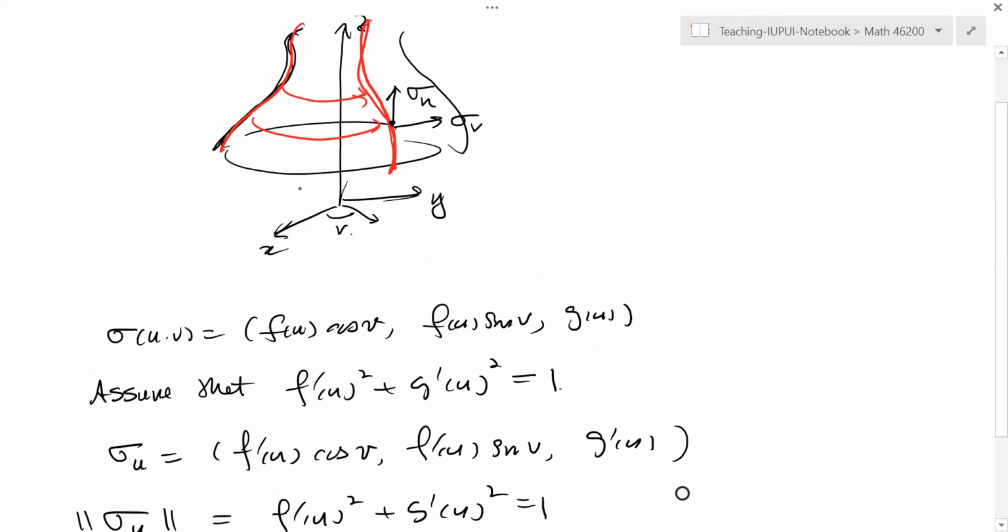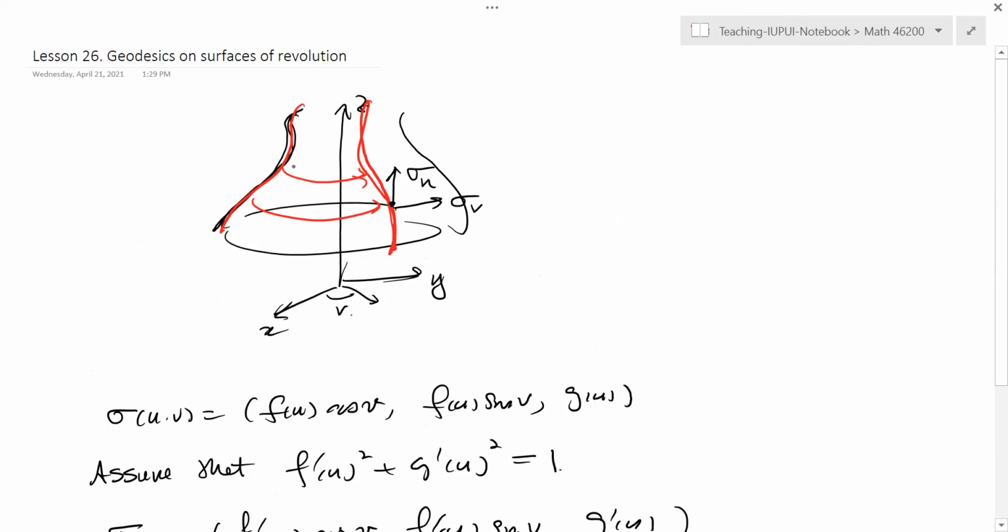So what is f? Look at the point here. When v is 0, this is a curve in the xz plane. The first coordinate is going to be f of u, the second coordinate 0, and the third coordinate g of u. So g of u is the height, and f of u is the horizontal distance. This is g of u. This is f.